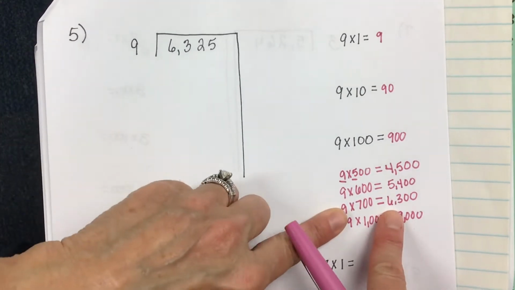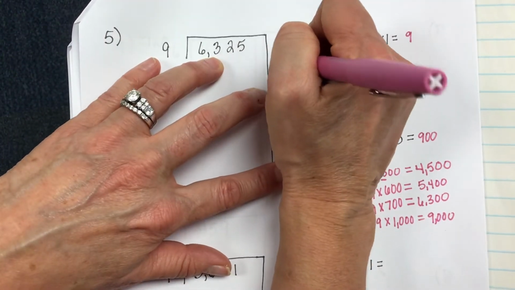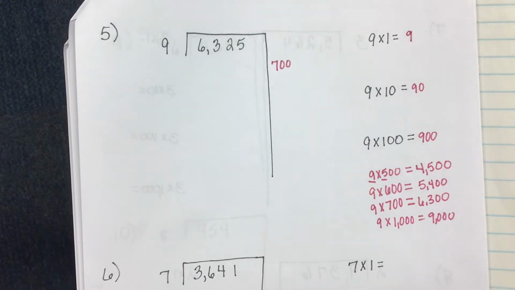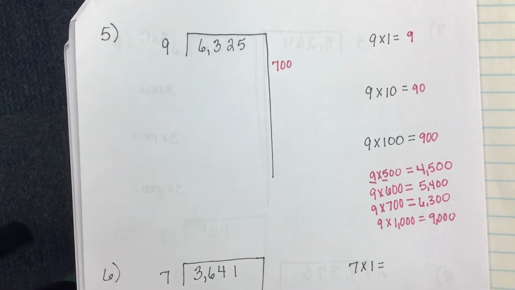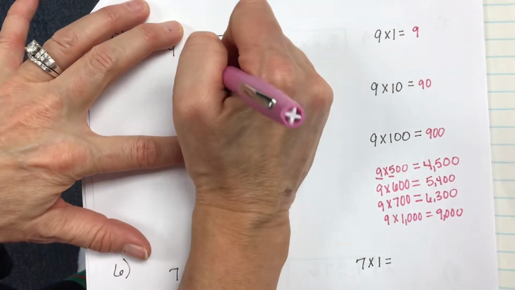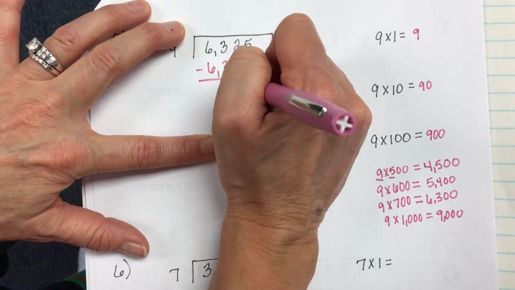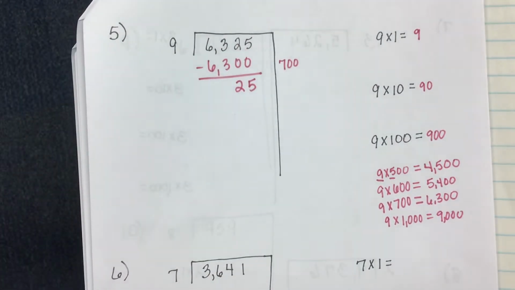So let's go ahead and subtract 9 700 times. What we are literally doing is we're saying I can subtract 9 700 times. And instead of doing minus 9, minus 9, minus 9, 700 times, I'm chunking that together to subtract 6,300. And that just leaves me with 25.